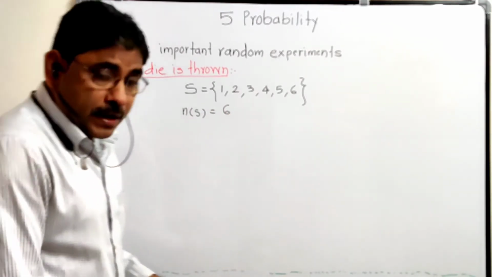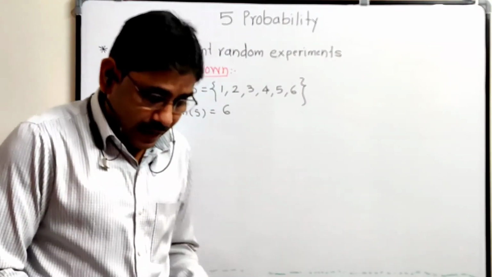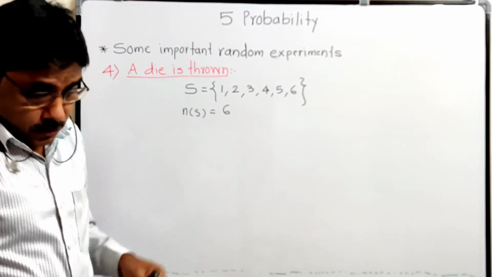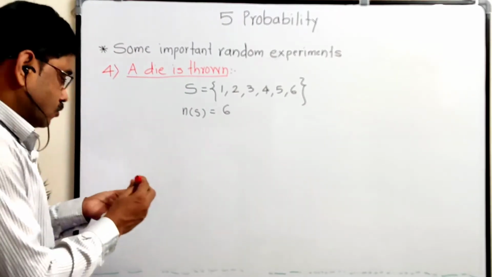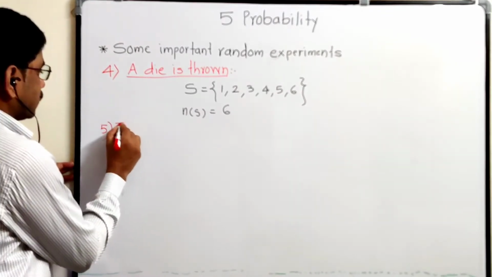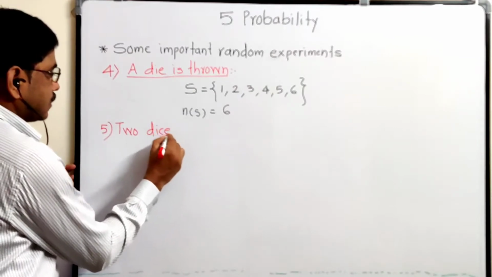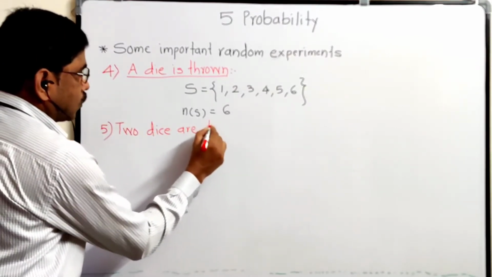When 2 dice are thrown simultaneously, or 1 die is thrown 2 times, that is the next random experiment. 2 dice are thrown.